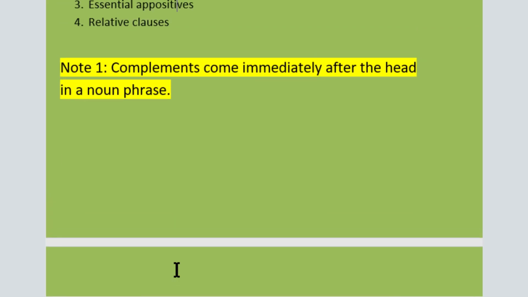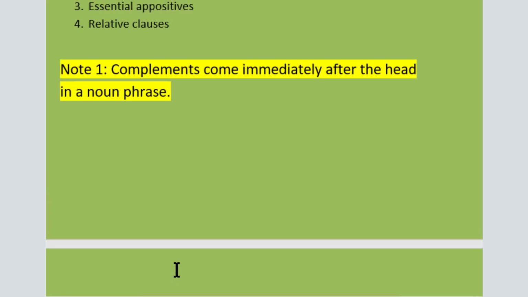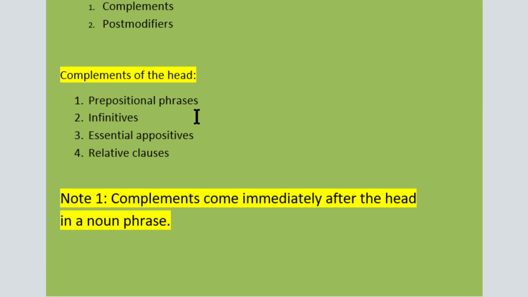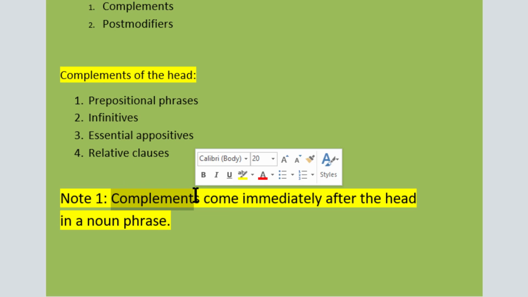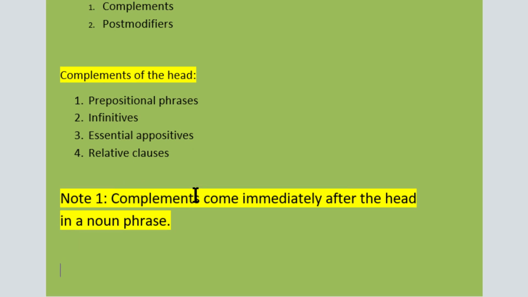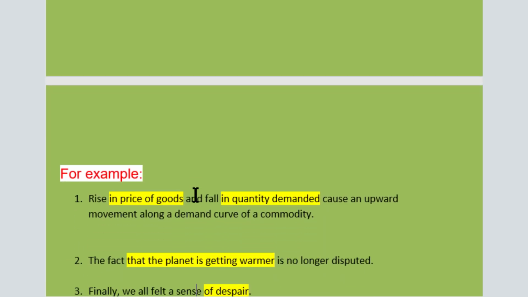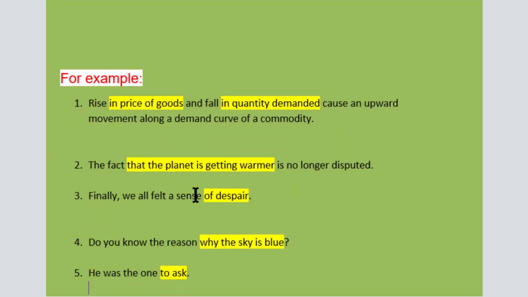If we have a complement as well as a post modifier, then we need to use the complement first and then the post modifier. Order of words used after the head: first complement and then post modifiers. We can have any number of post modifiers in noun phrases. Now let's have a look at the examples.